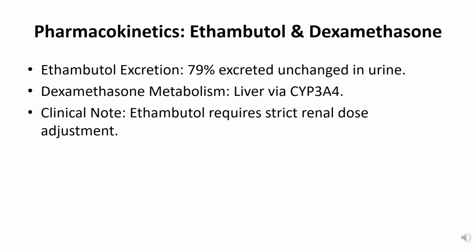Now let's turn our attention to dexamethasone. Unlike ethambutol, dexamethasone is not primarily eliminated through the kidneys. Instead, it undergoes extensive metabolism in the liver. The major enzyme involved is CYP3A4, one of the most important members of the cytochrome P450 system. This enzyme converts dexamethasone into metabolites that can then be eliminated from the body.